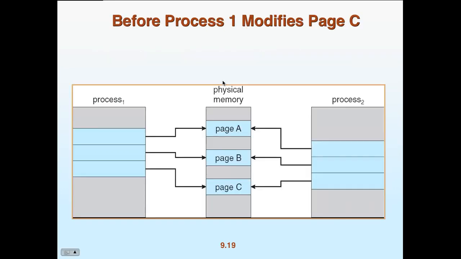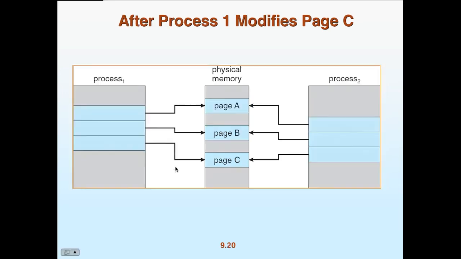Here's the before: process 1 modifies page C. We've got process 1 over here, process 2 over here. We have two processes sharing. Unless something is written, we don't have to worry about writing it. So we have pages A, B, and C in physical memory, shared by process 1 and process 2. Let's say process 2 is a child of process 1. And after process 1 modifies page C, we don't actually have to do anything. Or no, actually, after it modifies page C, it should be writing page C.